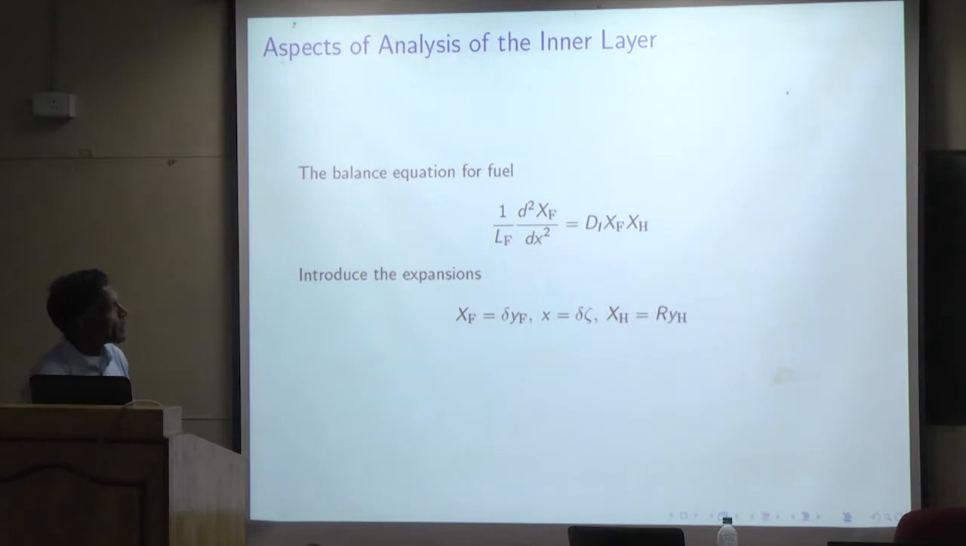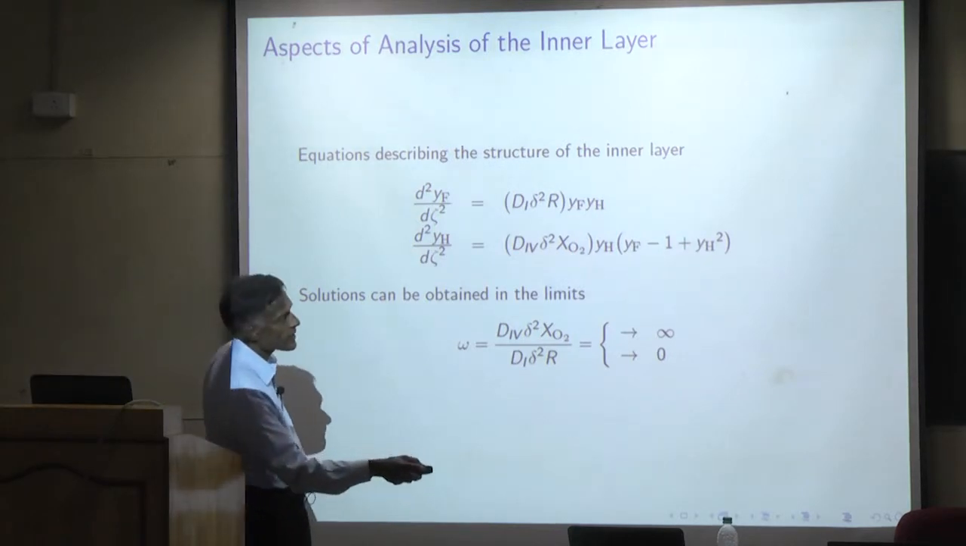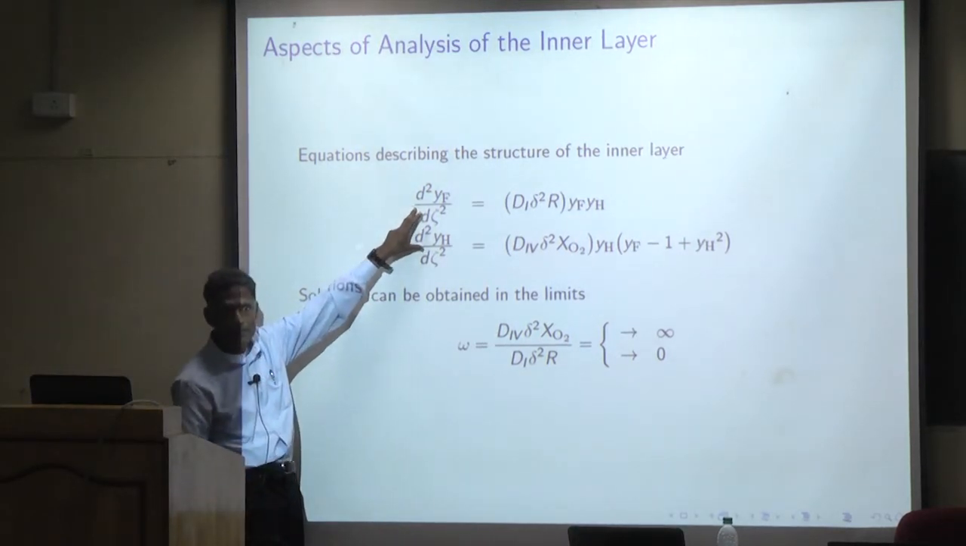Now similarly I can write the differential equation for the fuel. And now here is the expansion. The expansion is x_f is delta, which I obtained from the previous slide. I said x_s is expanded this way, and x_h is of order r, and the spatial variable is expanded in this particular form. If you do that, then you get this differential equation for y_f, and this differential equation for h. So you get two equations. The structure of this inner layer is completely governed by only two equations.